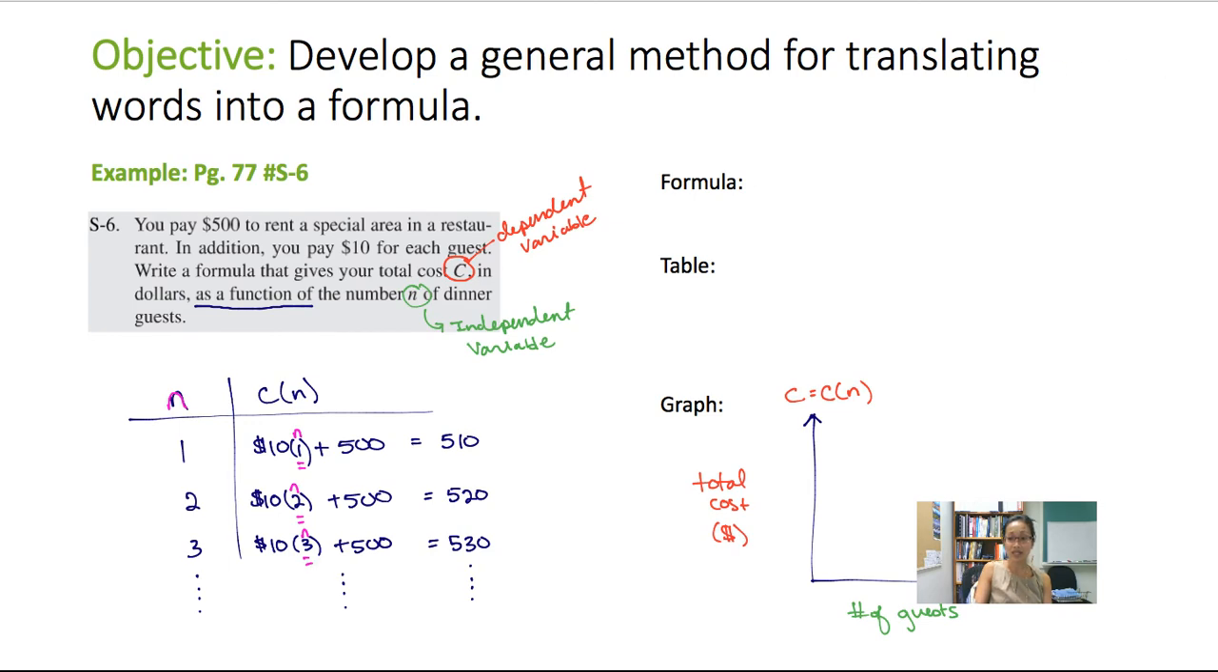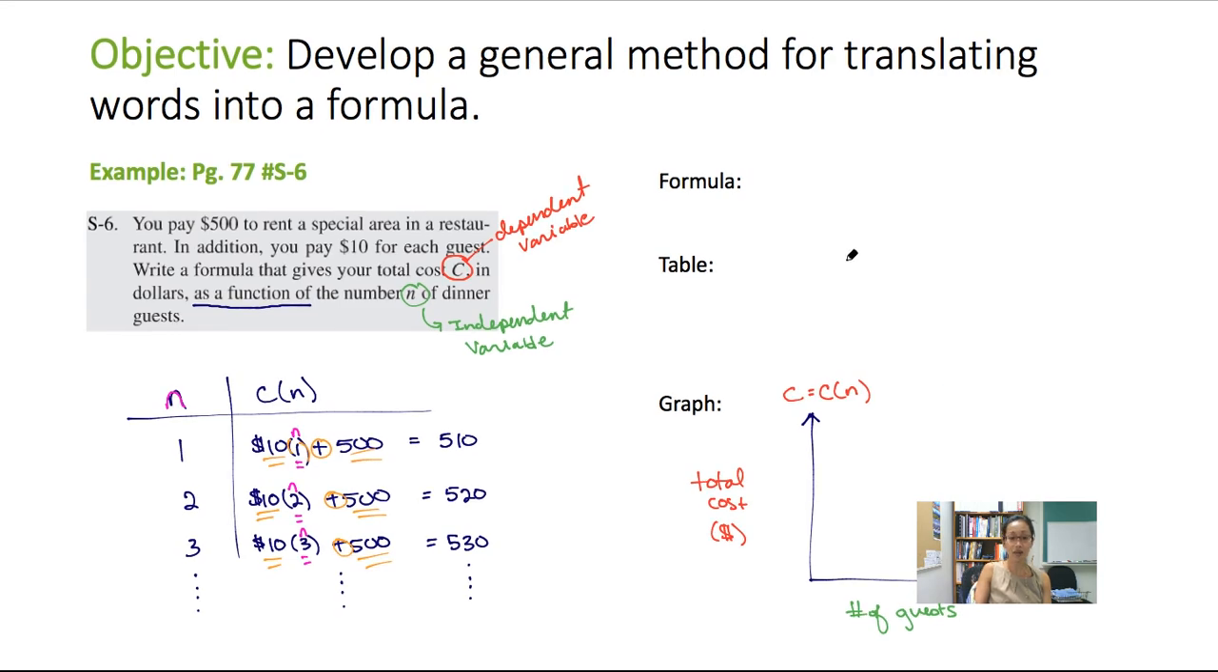Now, what stayed the same? So throughout each step to calculate the total cost, 10 was the same, right? The 500 was the same. The plus sign was constant. And then also this multiplication of the variable cost, right? 10 times n. So now that really helps me write the formula.